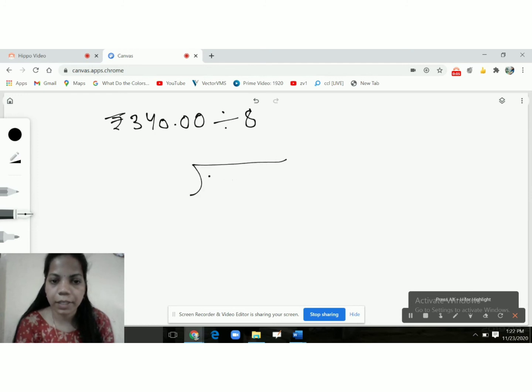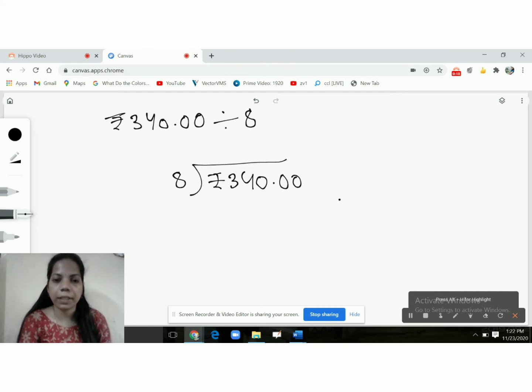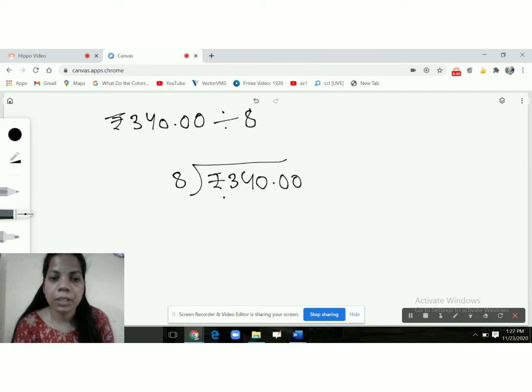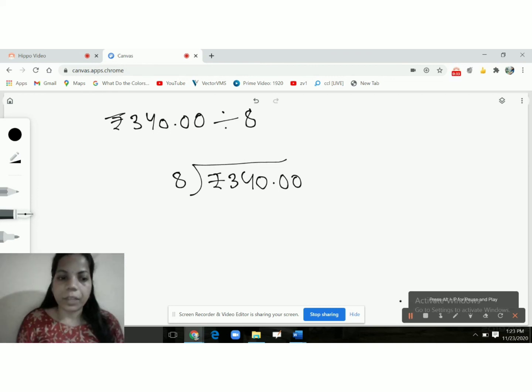Now let us write the dividend here. 340 rupees here and the divisor here, right? So the one thing we have to take care is, we have to put the decimal point in the quotient just above the point in the dividend. Okay, now let us do division. We have 34 here. Do we get 34 in 8 table? No. 8 fours are 32, right? So 8 fours are 32.